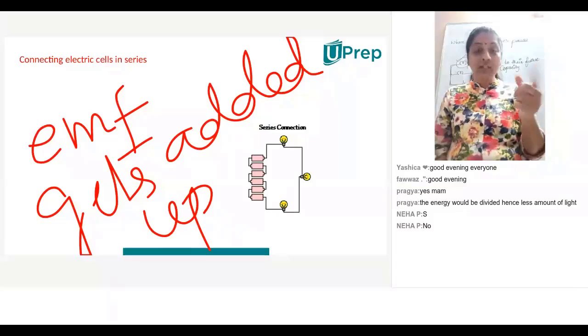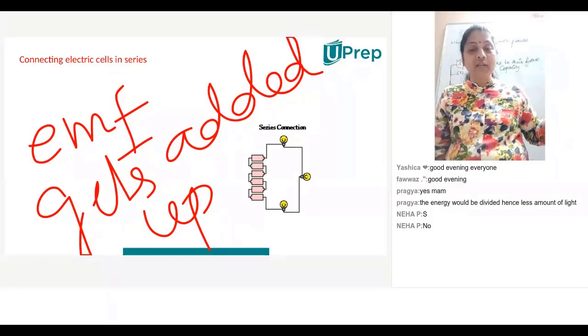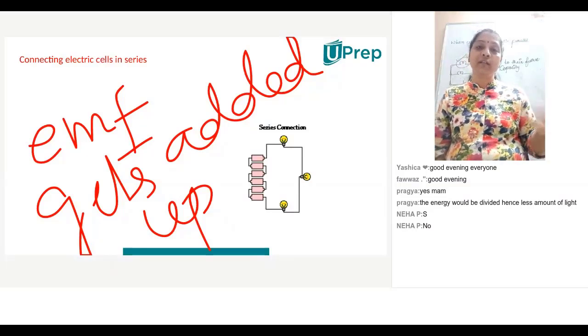In series connection, you have seen the same current flowing through all the components, but in parallel connection, the current gets divided. The same amount of current will not be flowing through all the components. They get divided, and it depends on the nature of the component we are using. It depends on the nature of the appliance.